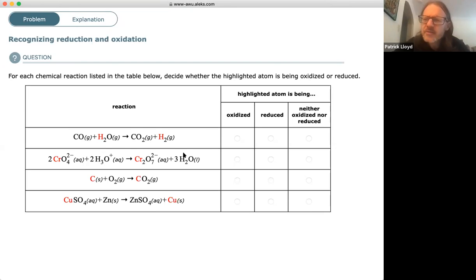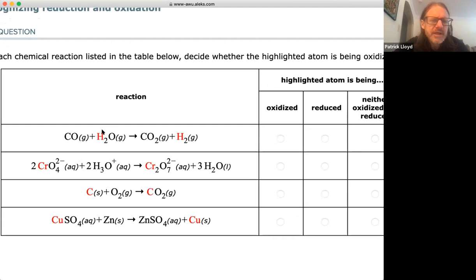And most of these you can't really tell unless you go through it, but there might sometimes, occasionally, be a way to do it. So let's take a look at the first one. This one, I think we can do quickly. It's only the highlighted one we're looking at, right? They're just asking, did it get oxidized, reduced, or neither?